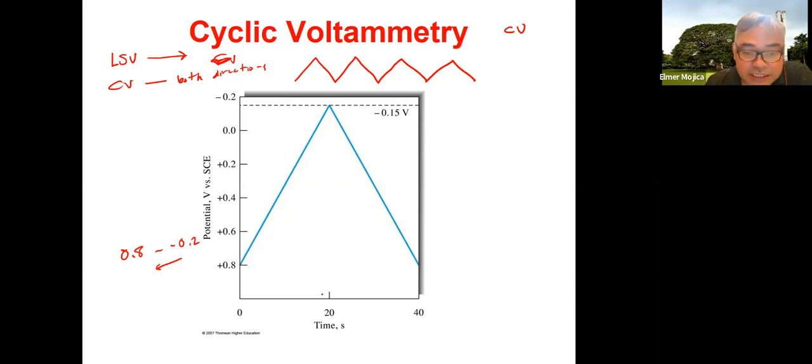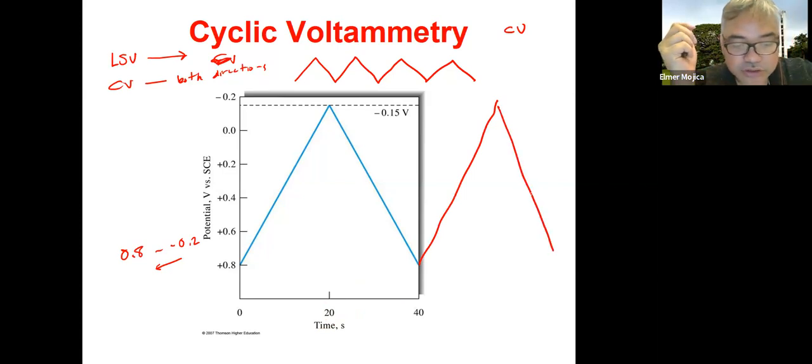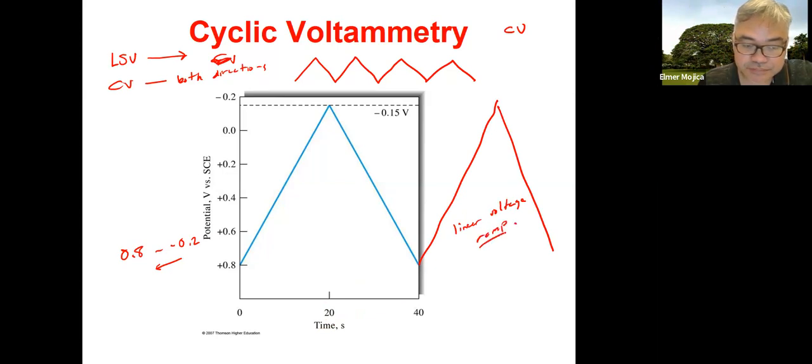Let's say within 20 seconds you have one scan going to more negative, and the next 20 seconds one scan going positive, then another 20 seconds going negative, and another 20 seconds going positive. This time that we have here is what we call the linear voltage ramp. Usually in CV, the time scale when we ramp the potential is within seconds.